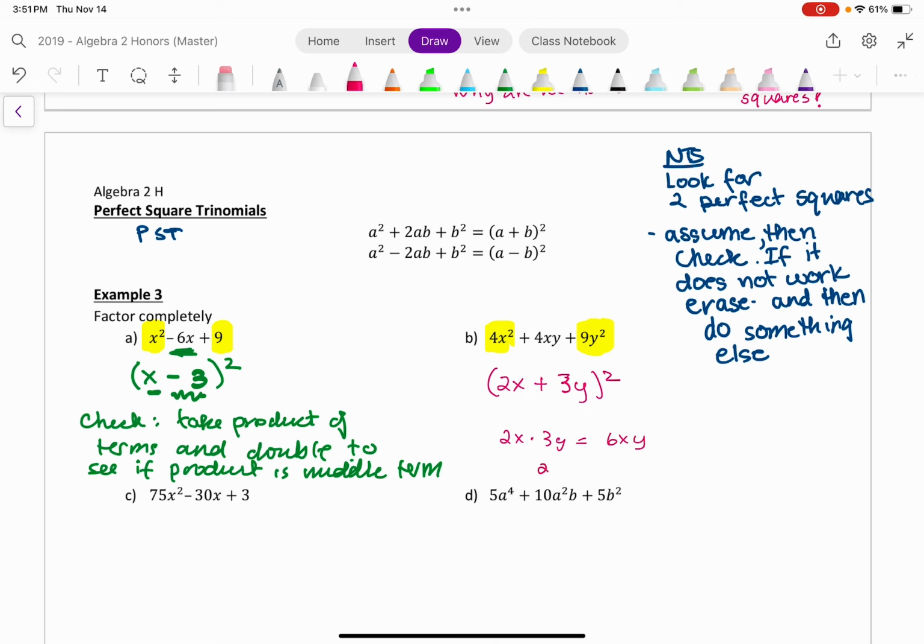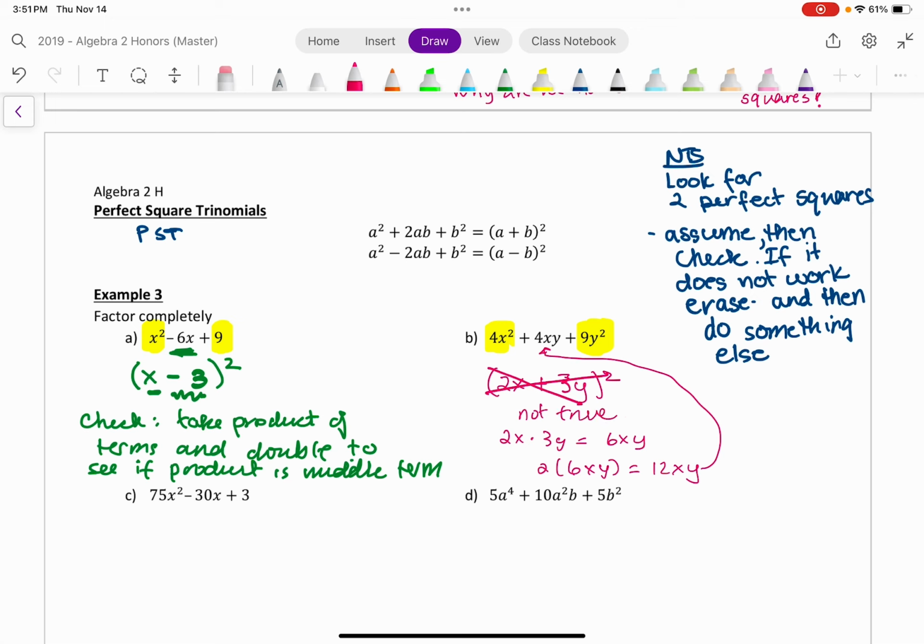2x times 3y is equal to 6xy, and double that. Do we get the middle term? I'm checking. Oh, no. That means no. Not true. So then I would have to try something else.